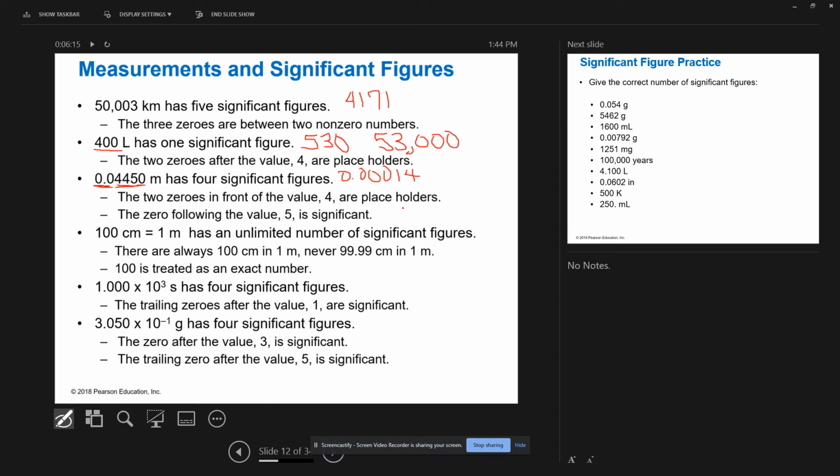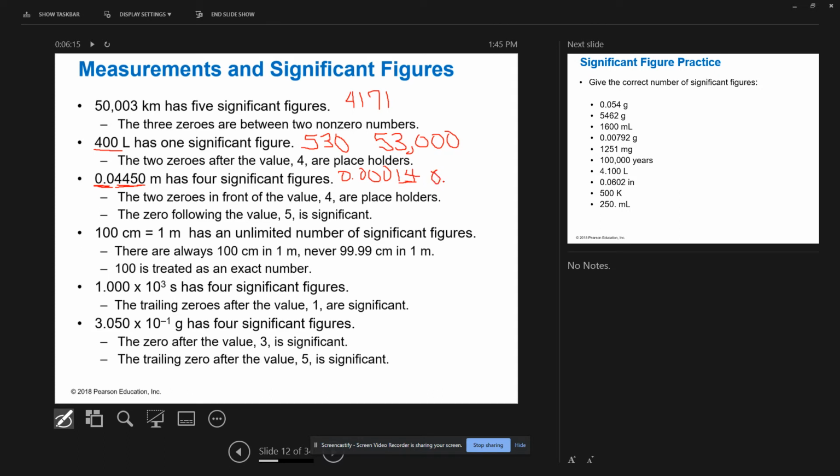How many significant figures would there be? The answer would be 2, because these would be what we call leading zeros in a decimal number. They do not count, they're placeholders. And then, of course, our non-zero digits count.